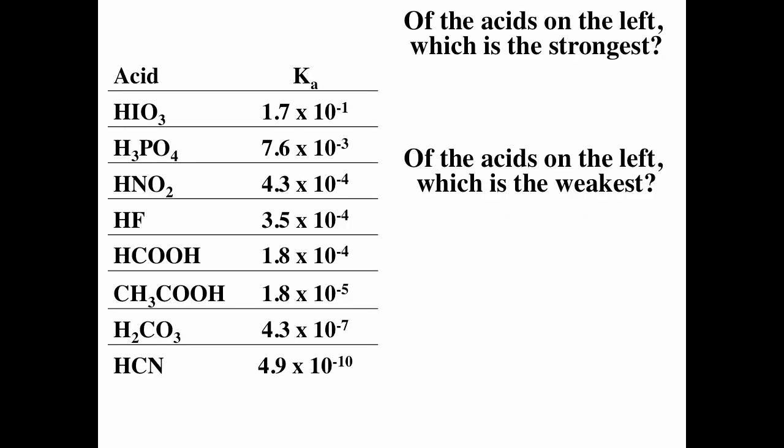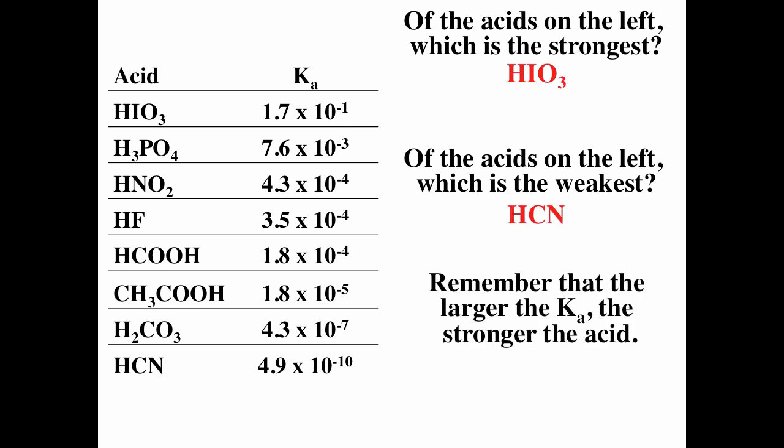And so Kas we use to describe the strength of the acid. On the table on the left, they're all weak acids, but the strongest one on the table is HIO3. It's got the largest Ka. The weakest acid on the table is going to be HCN. And so again, the larger the Ka, the stronger the acid.